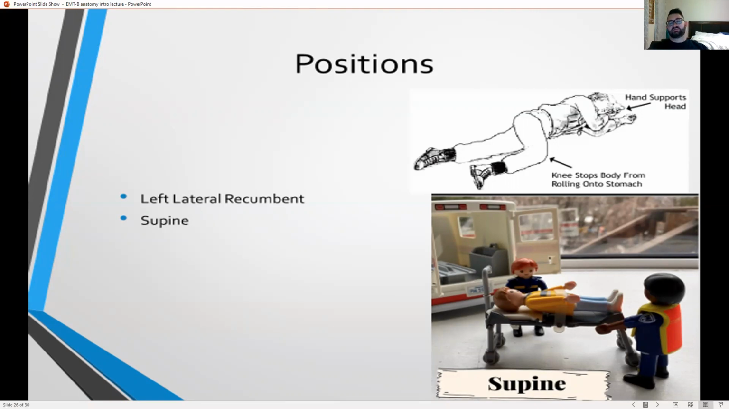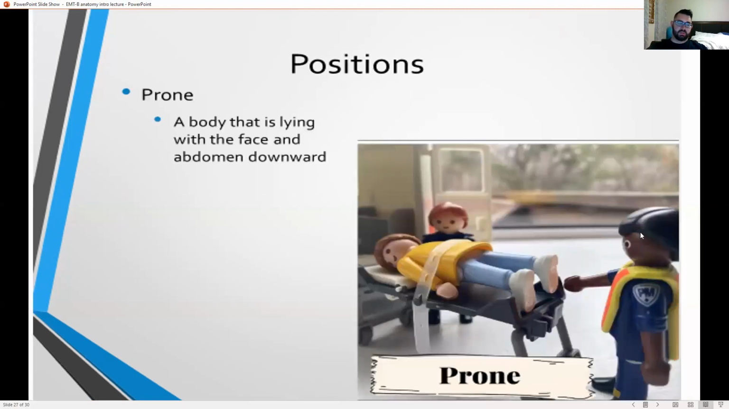And that's something we want to actively avoid. So this is a recovery position for patients that we can put them in to help protect the airway. Everybody clear on that? Cool. Now, prone: a body that is laying with the face and abdomen down. So face down, butt up, that is prone.